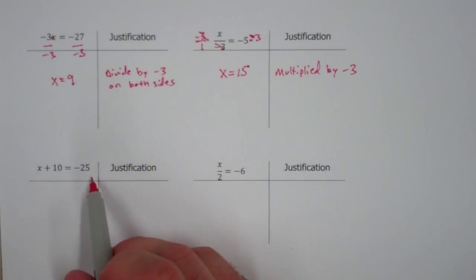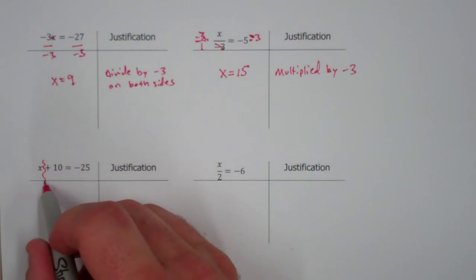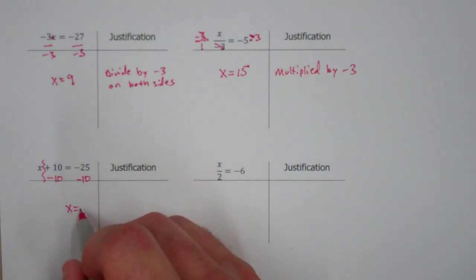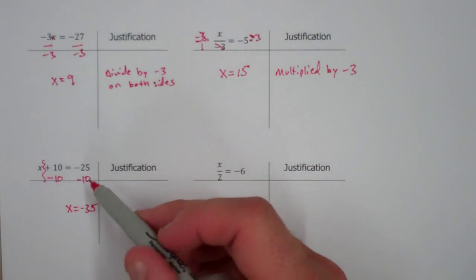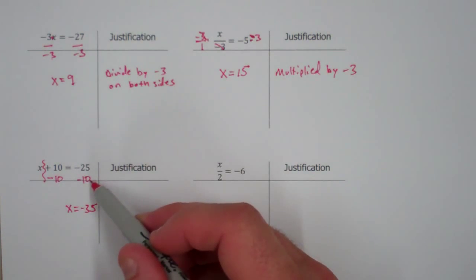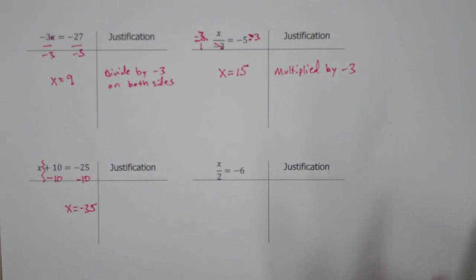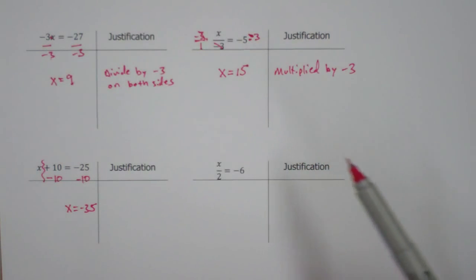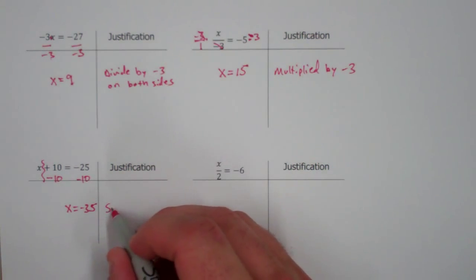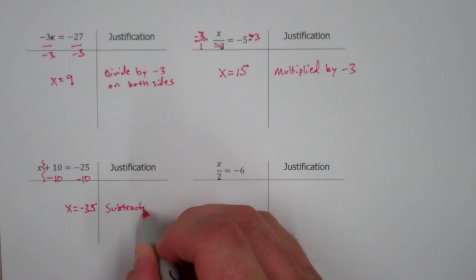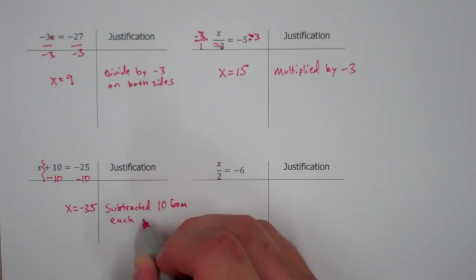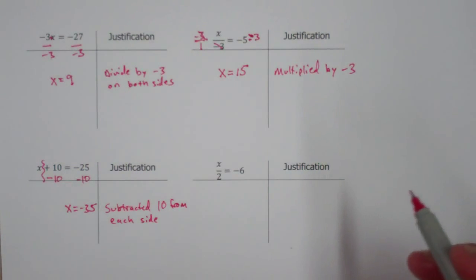X plus 10 is equal to -25. This one, I'm seeing two terms on the left. We're going to subtract 10 from each side. X will be -35. Here we have 25 negative things. We're combining that with 10 negative things. So we'll wind up with a bigger negative number, -35. -35 plus 10 is indeed -25. What we did is we subtracted 10 from each side. And this is just the subtraction property of equality.